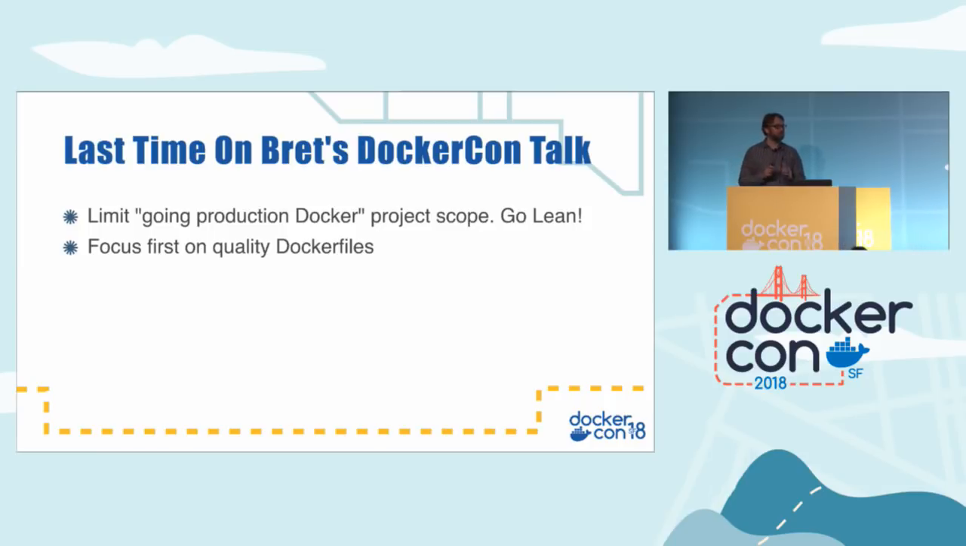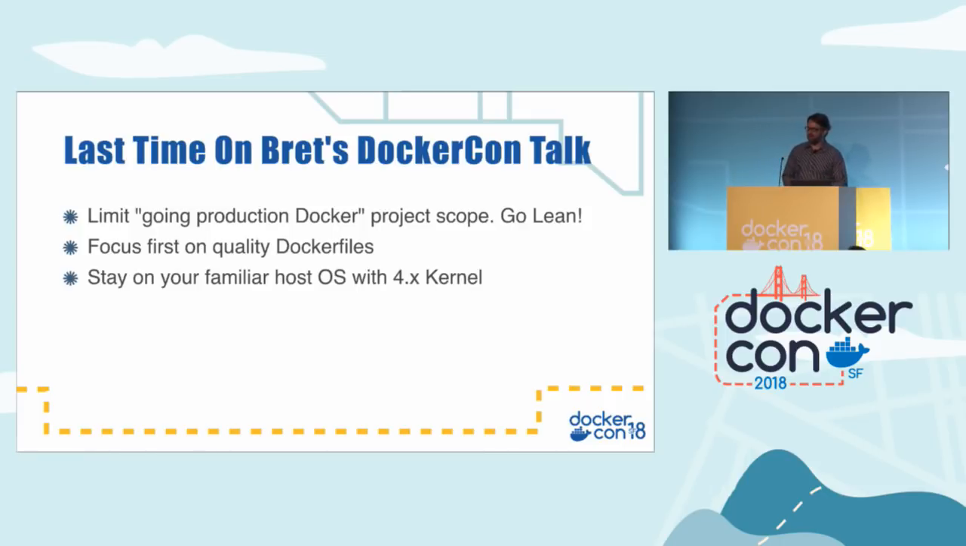Projects need to be as small as possible. That's a project killer, is people adding every possible feature they want to the project timeline. That just kills projects and containers. You want to limit the new as much as possible. Focus on the quality of your Docker files.